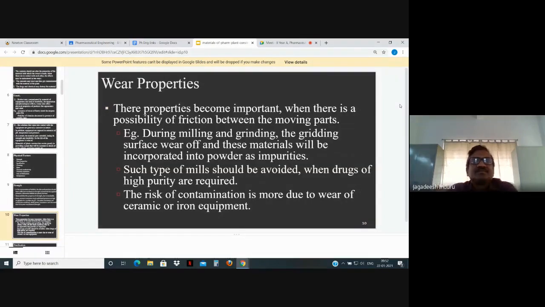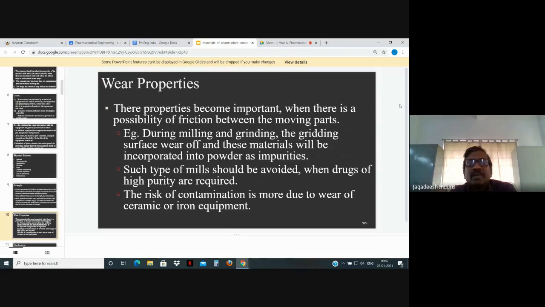Wear properties. As we have seen in the size reduction equipment, our equipment parts are moved continuously in a to-and-fro or rotational manner. These properties become very important when there is a possibility of friction between the moving parts.